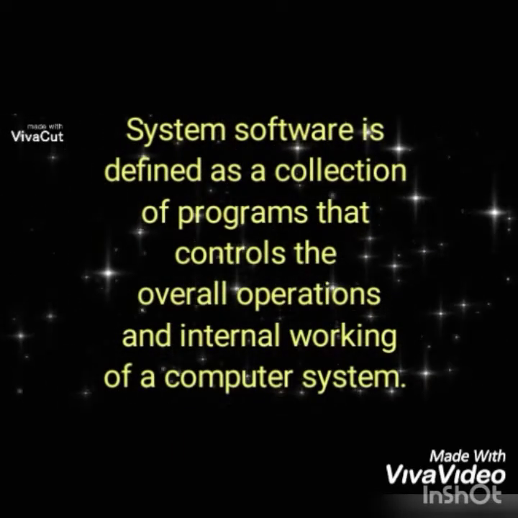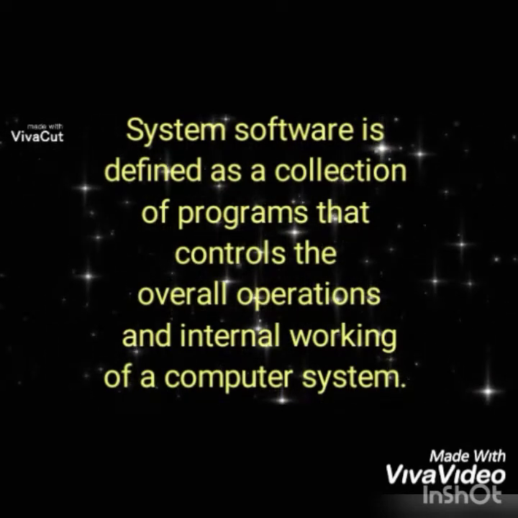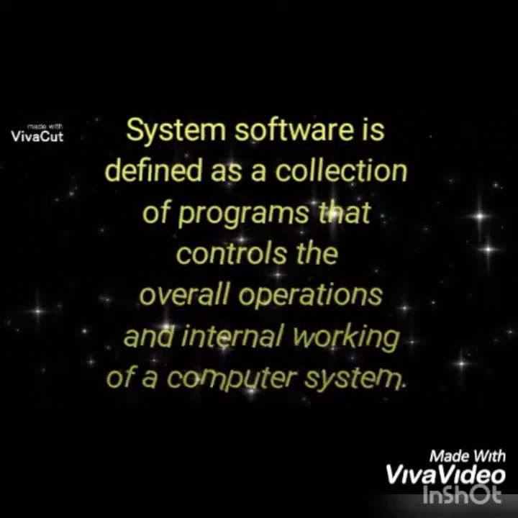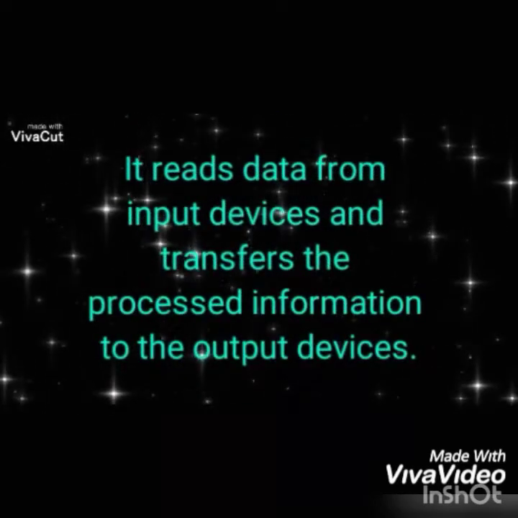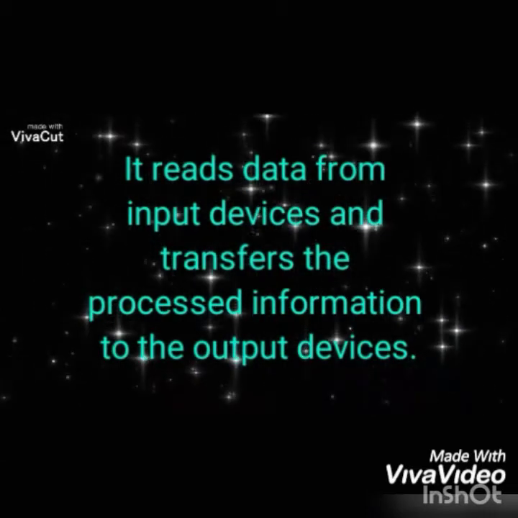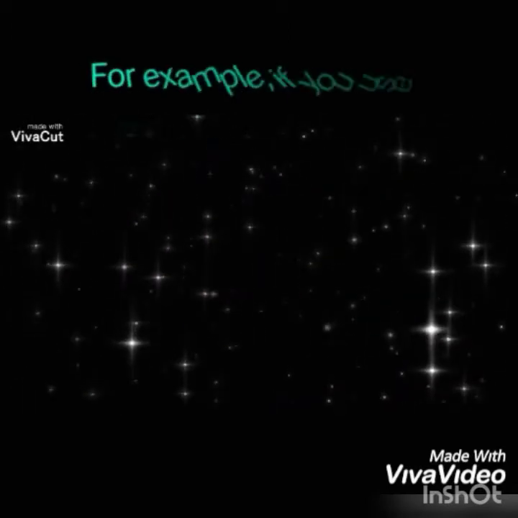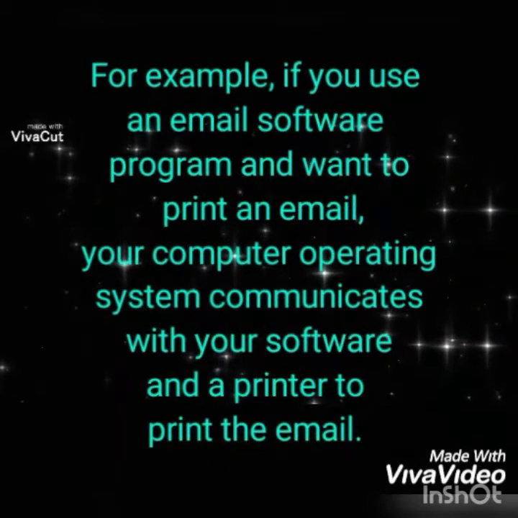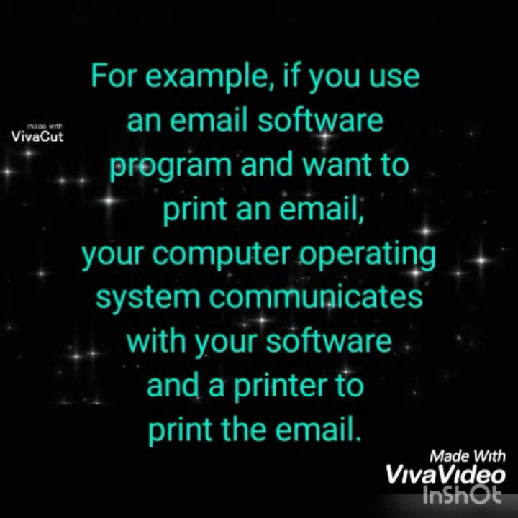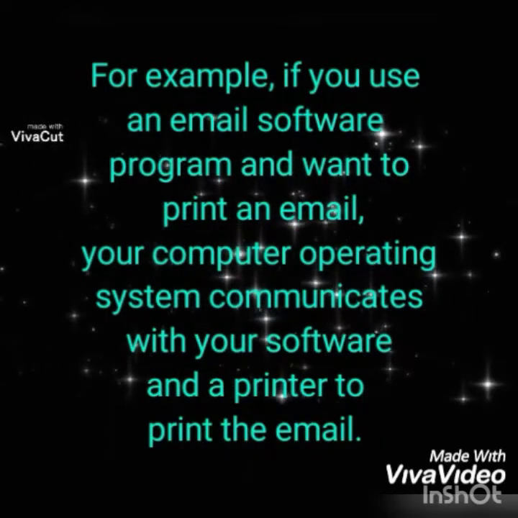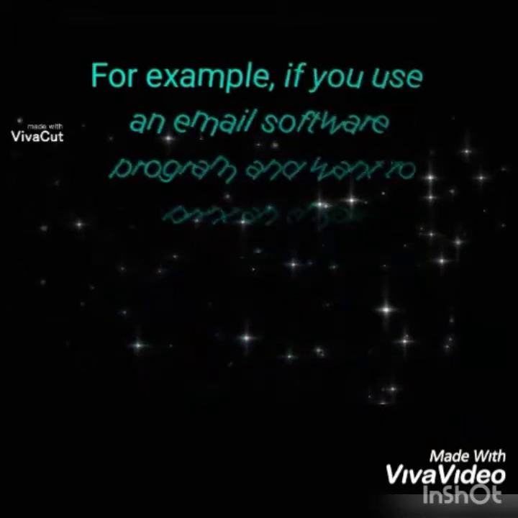First is system software. System software is defined as a collection of programs that controls the overall operations and internal working of a computer system. It reads data from input devices and transfers the processed information to the output devices. For example, if you use an email software program and want to print an email, your computer operating system communicates with your software and a printer to print an email. System software is of three types.